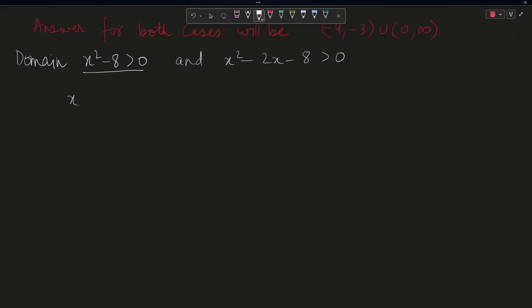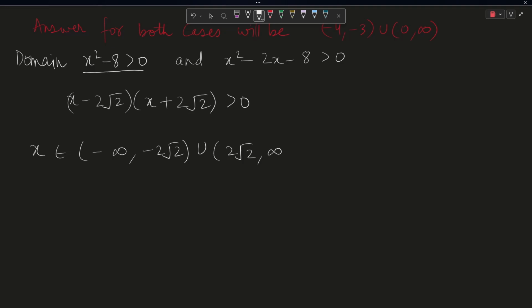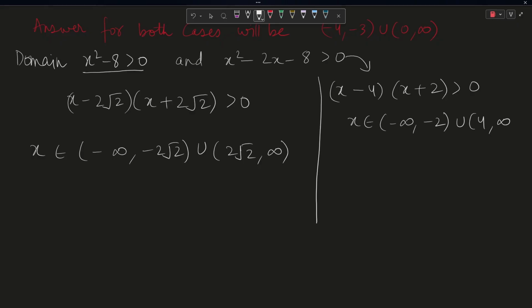The values which satisfy both these conditions will be the domain of the whole inequality. It can be expressed as x minus 2 root 2 into x plus 2 root 2, using a square minus b square, greater than 0. So the value of x will be minus infinity to minus 2 root 2 union 2 root 2 to infinity. And for this case, x square minus 2x minus 8 can be factorized into x minus 4 into x plus 2, greater than 0. So x belongs to minus infinity to minus 2 union 4 to infinity.